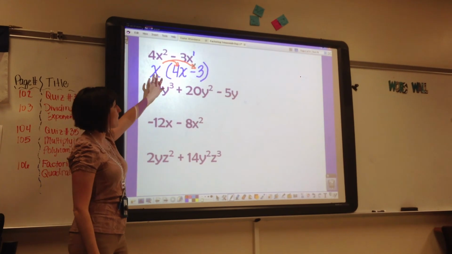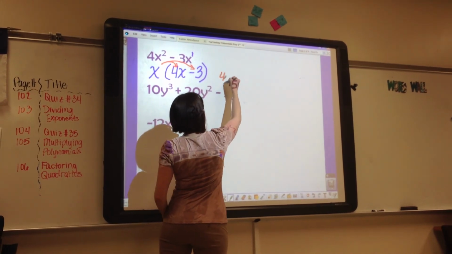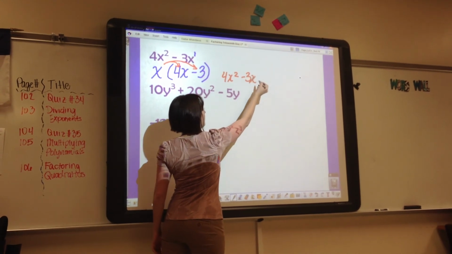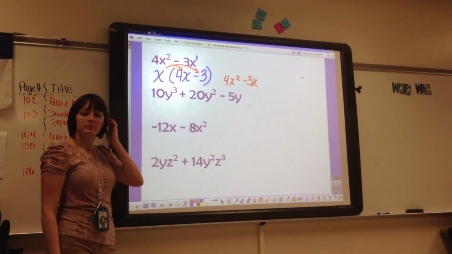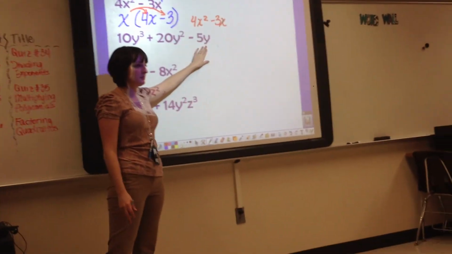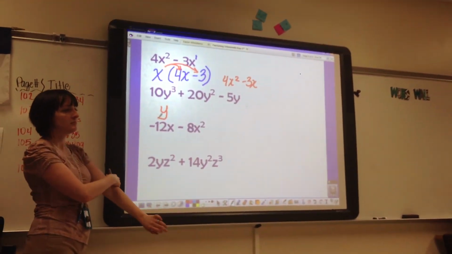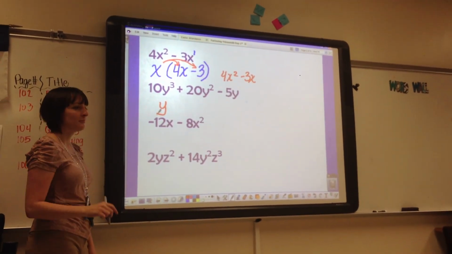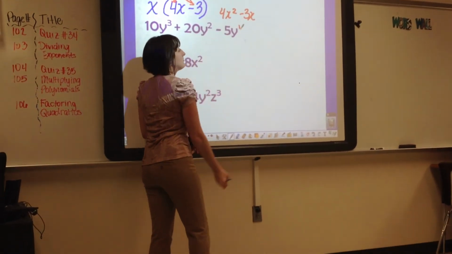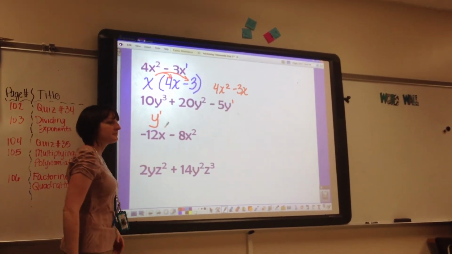So what's x times 4x? 4x squared, good. And then x times negative 3? Negative 3x. Did it work? Yeah, we did. Okay, let's do the second one. What do all three of these have in common? A y. What else? Exponent. Does this one have an exponent? What's the smallest exponent? 1. So it's still going to be just the 1.